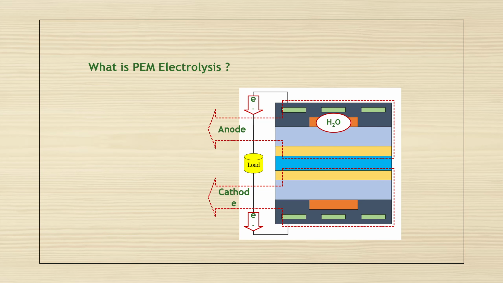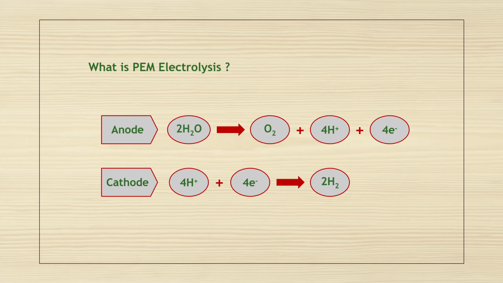Water flows in the channel on the anode side. Also, since electrolyzers are power-consuming devices, electrons are supplied from the cathode collector side through an external electrical circuit. In PEM electrolysis, 2 electrochemical reactions occur in the anode and cathode catalyst layers.